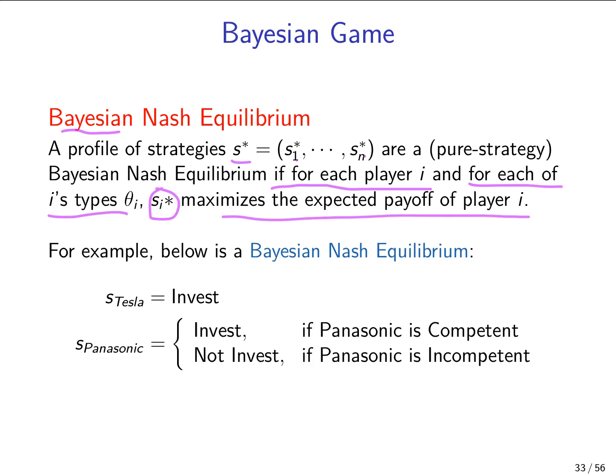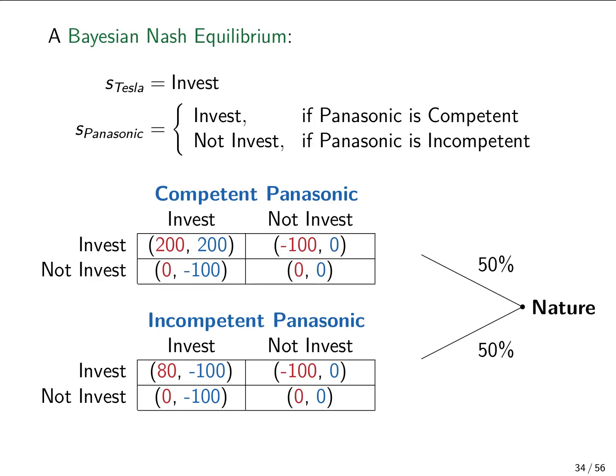And so, for example, this one is going to be a Bayesian Nash equilibrium. Tesla will choose invest, and Panasonic will choose invest if it's competent, and not invest if it is incompetent. Okay? And we can check that this is the case, that they satisfy the criteria for it to be a Bayesian Nash equilibrium.